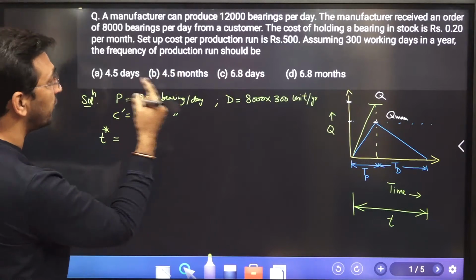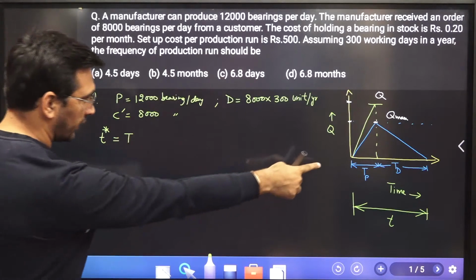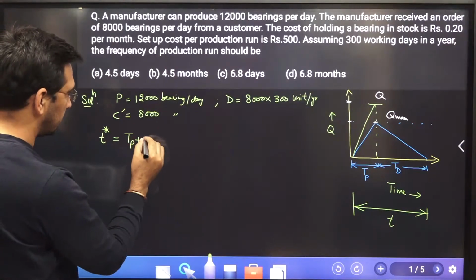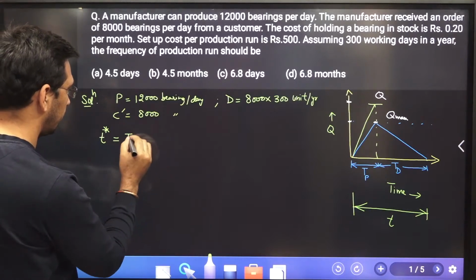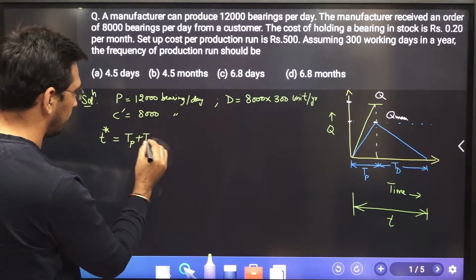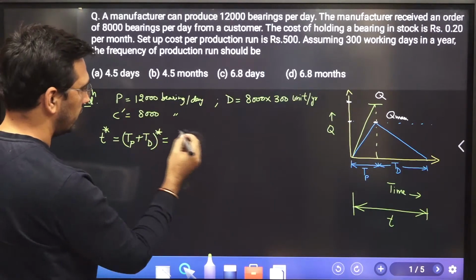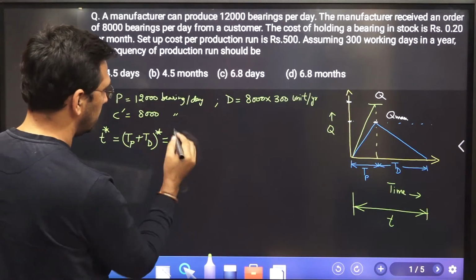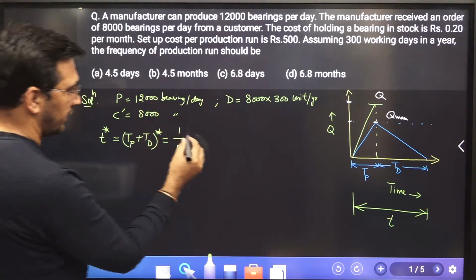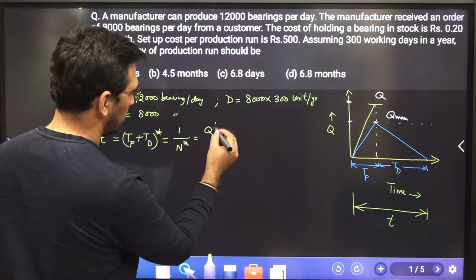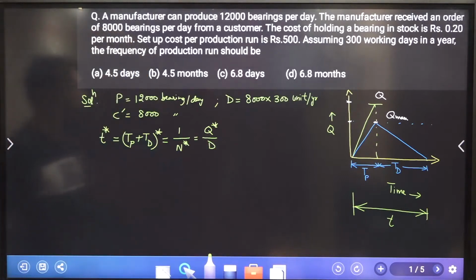So optimum frequency of production run, that way also I can call it. So that is a cycle time only. So I can write that way also, production plus TD. This becomes the T star, which becomes equal to what? I wrote it as Q by N. We say N star, that is the optimum number of orders that I need to place. So that becomes Q star by annual demand. That is all. So this is what you know.